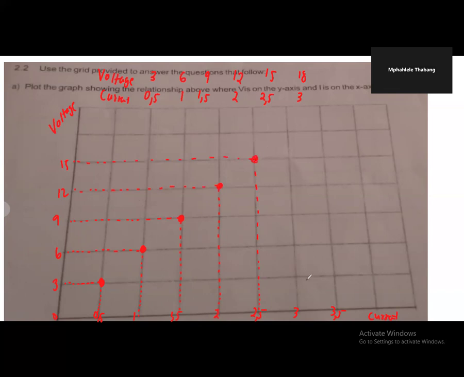Here, 3 with 18. We are here. Then we draw a straight line. This is my graph. My graph is a straight line. Plot the graph showing the relationship above where V is on the y-axis and I is on the x-axis.